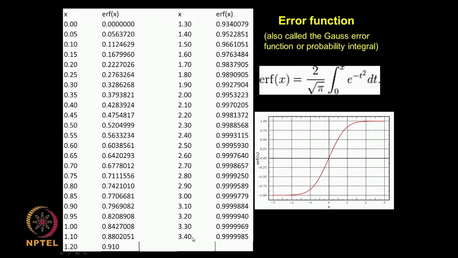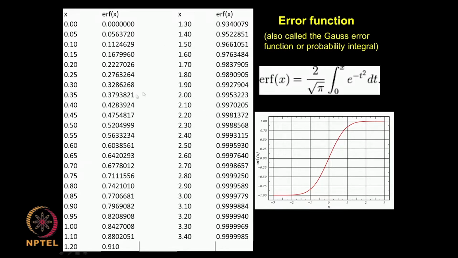When x goes to 3.4 and above, 3.41 and so on, you will get the error function as 1. So, basically the error function graph looks like this. This is the change in x and the y axis gives you the error function of x. It is almost going up and then reaching an asymptotic value above 3.4 onwards. This is how the error function looks. It is also known as the probability integral, or the Gauss error function.